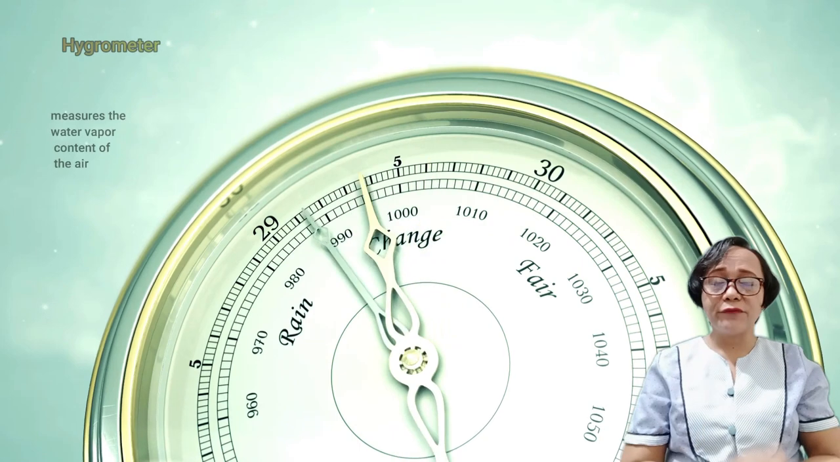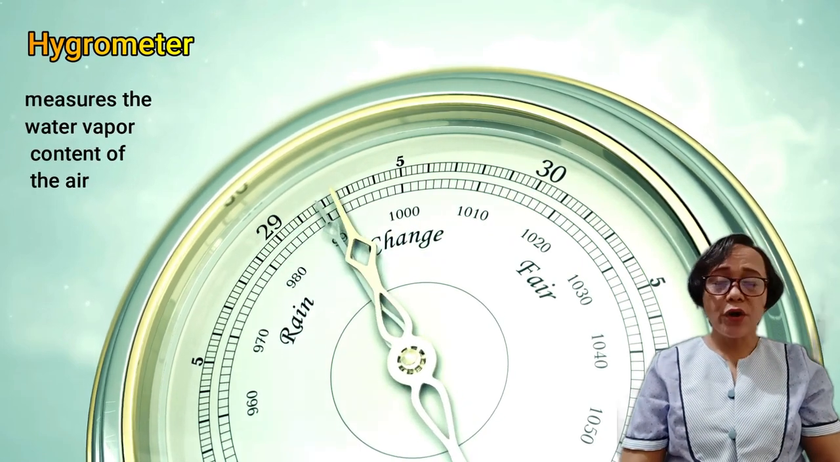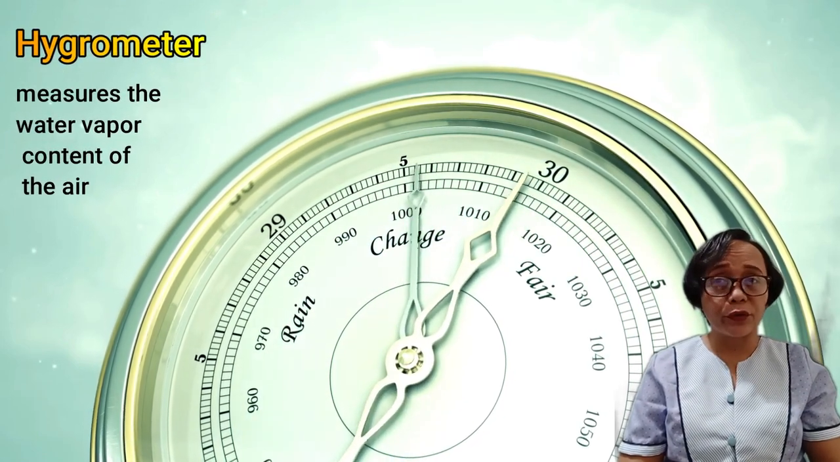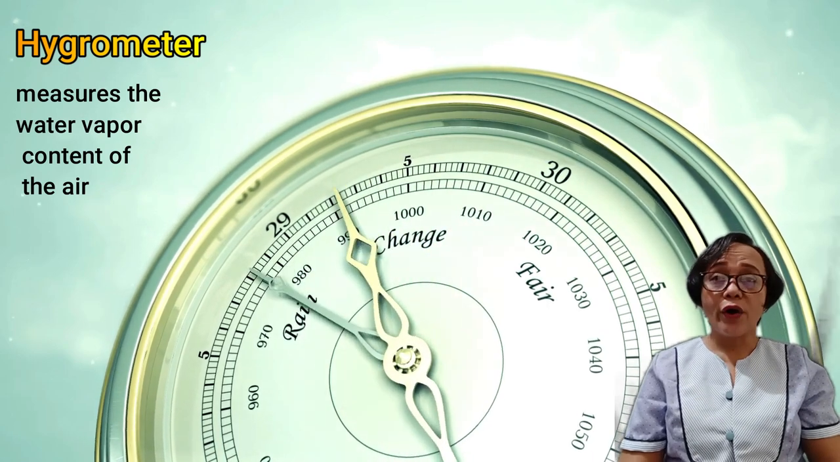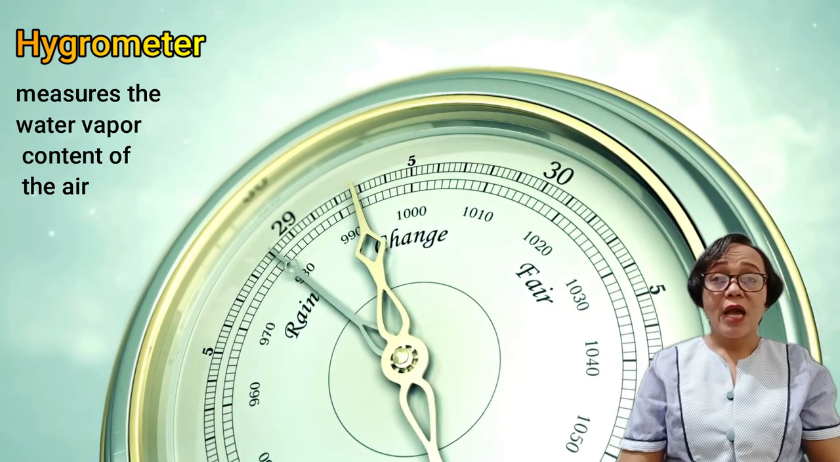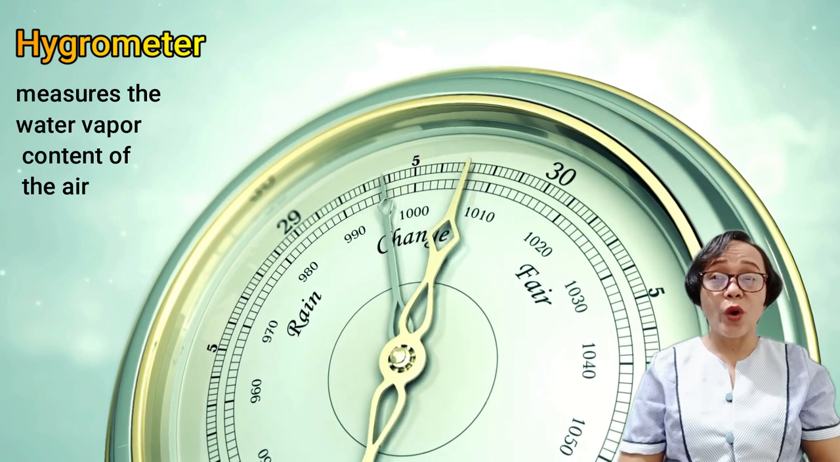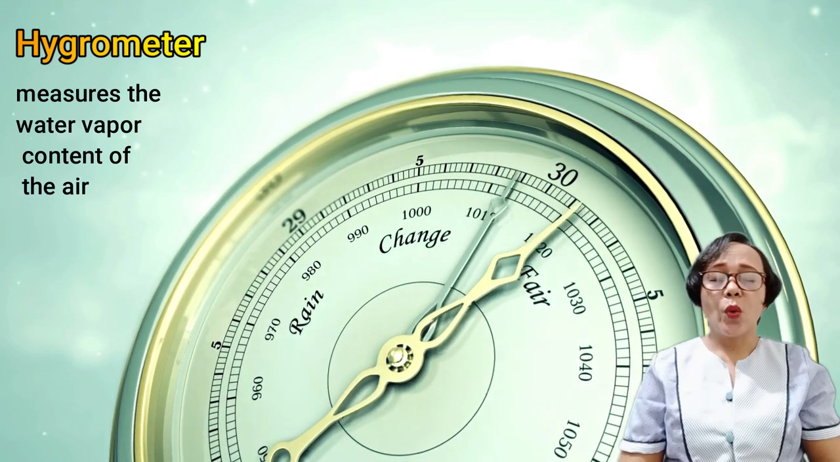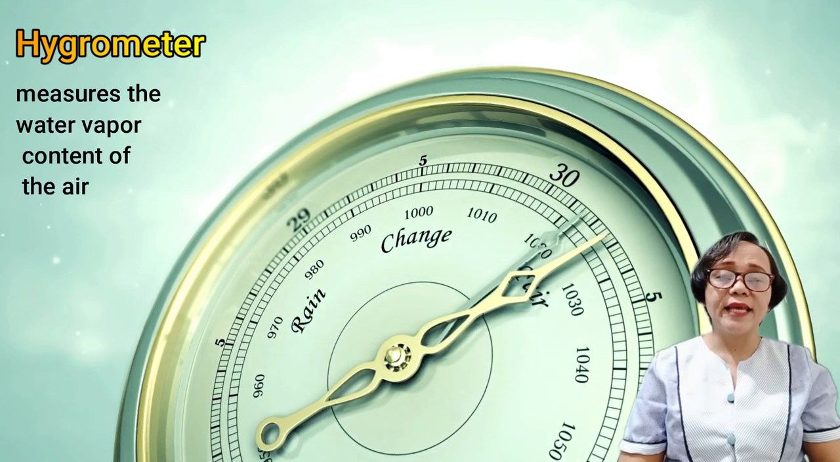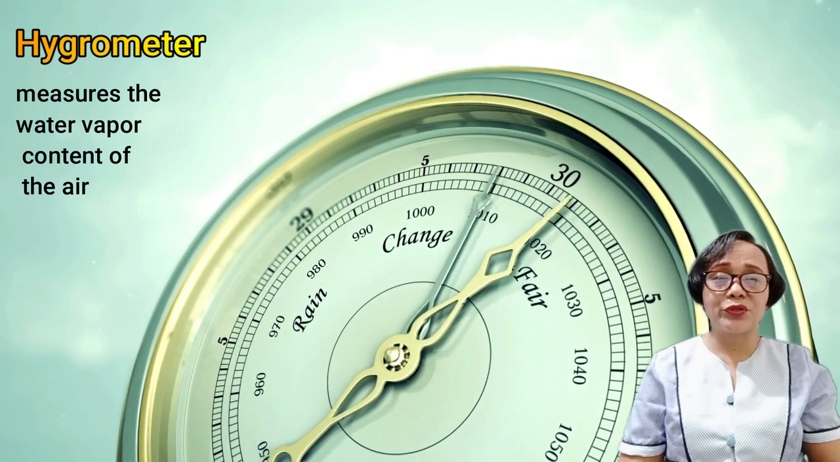We also have the hygrometer. The hygrometer measures the water vapor content of the air, or the humidity. High humidity indicates warmer temperature, while low humidity indicates cooler temperature.